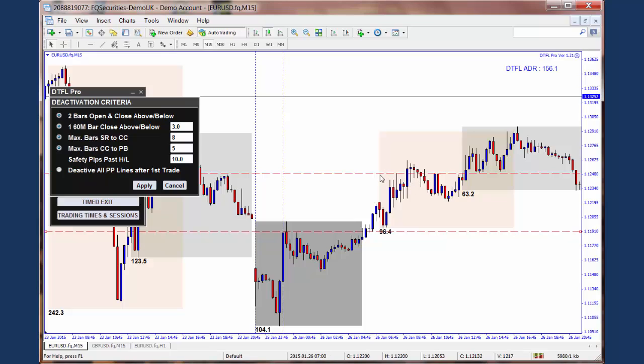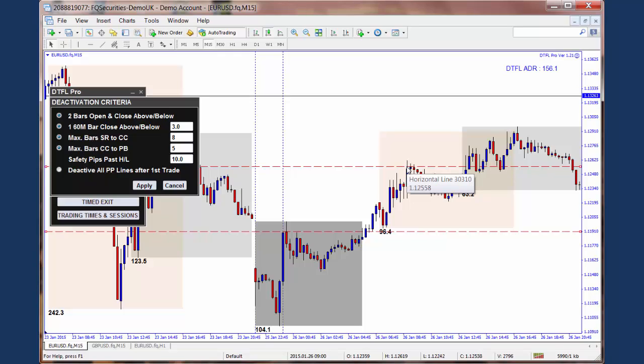Let's take this example here. Let's just move that a bit. So let's say there's been a stop run of the level here, and under this criteria, after the stop run, the EA will look for a maximum of 8 candles for a confirming candle to occur. So there's a stop run.